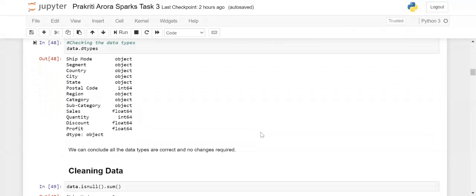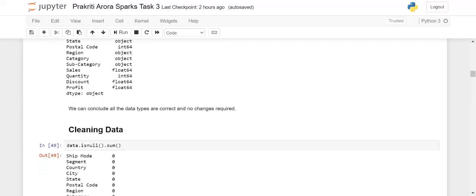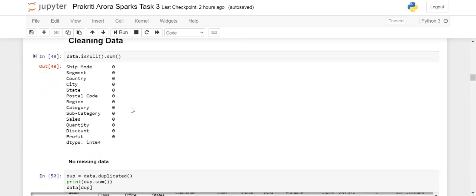Now we'll check for the data types. Profit is float64, discount float64, quantity int64, and sales float64. Since all the data types are correct and no changes are required, now we'll clean the data.